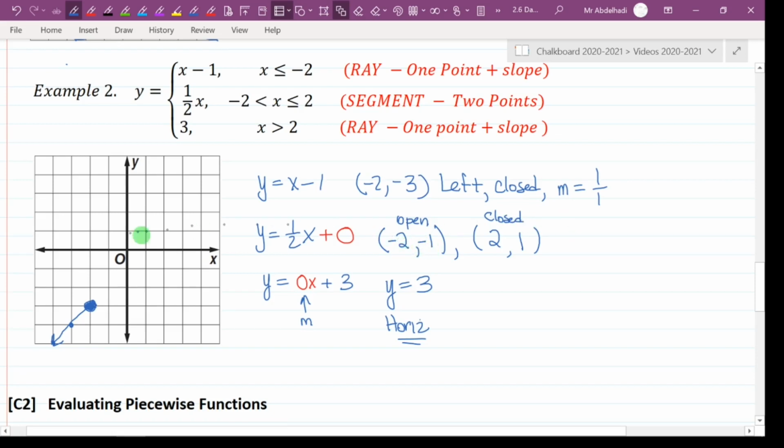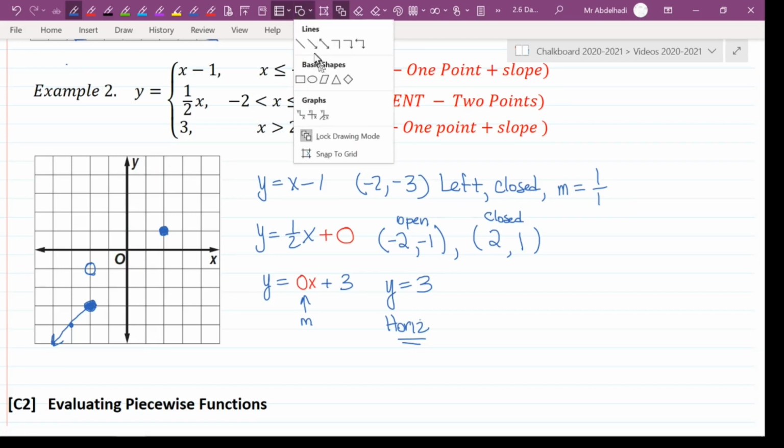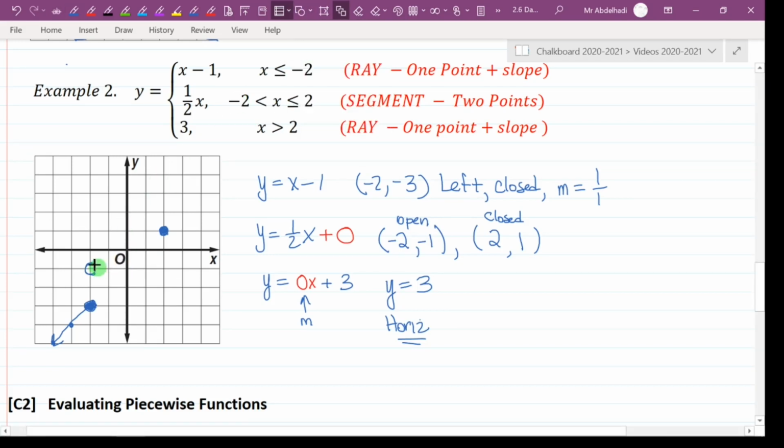So -2 comma -1, and we said it's an open circle, so draw your open circle. And now for 2 comma 1, that's a closed circle. Now you have 2 points, you just connect the dots. You don't need to worry about the slope, you don't need to worry about anything. So a line segment, pretty easy, and there it is. So you have your ray, you have your segment. Let's go to the last one, which is also a ray.